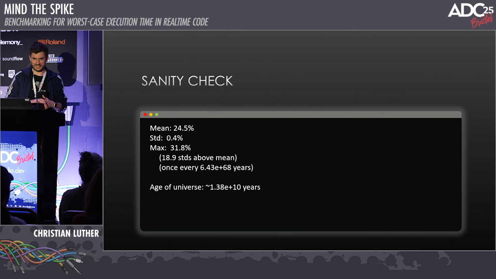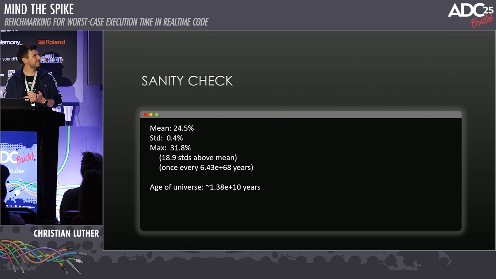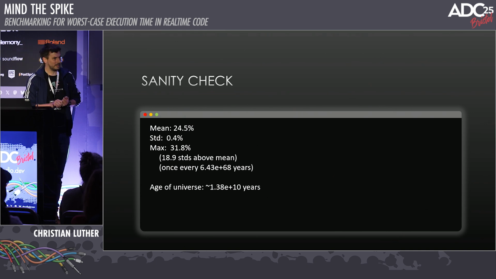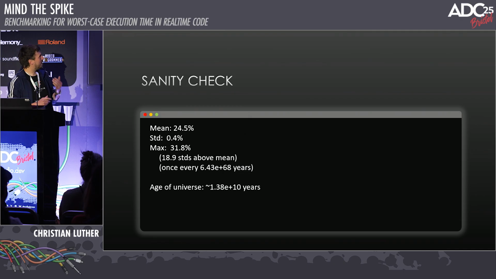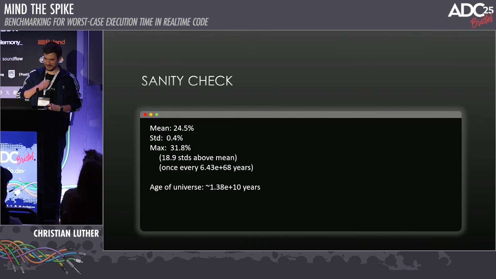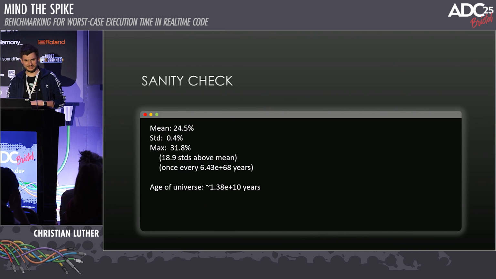So let's do a quick sanity check. If we assume a Gaussian normal distribution, we can check how high the probability is of hitting this maximum value. It's 18.9 standard deviations above the mean, and that would mean it should never happen. Here's the age of the universe in comparison. It would normally take several universes, but we've only processed 30 seconds of audio. So something doesn't really make sense.